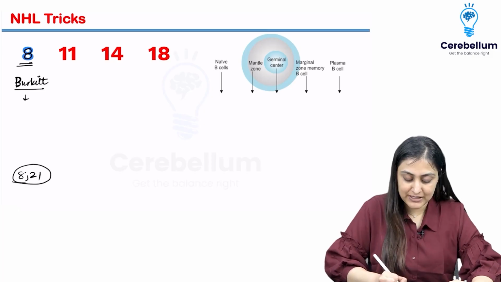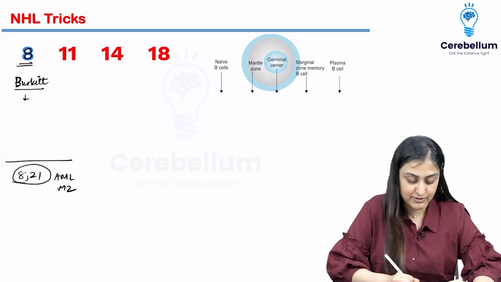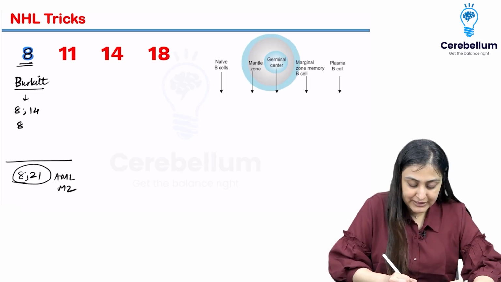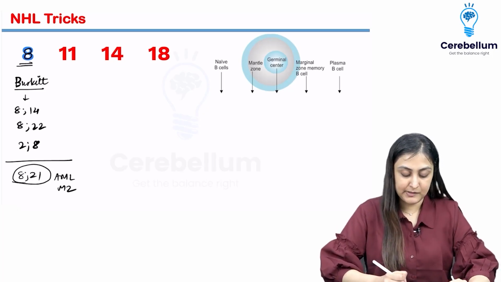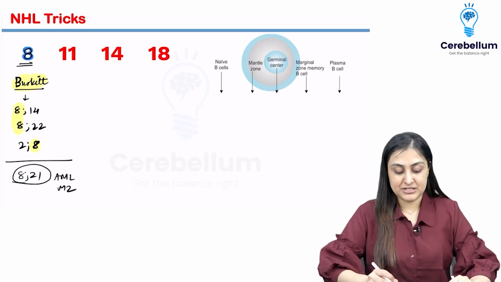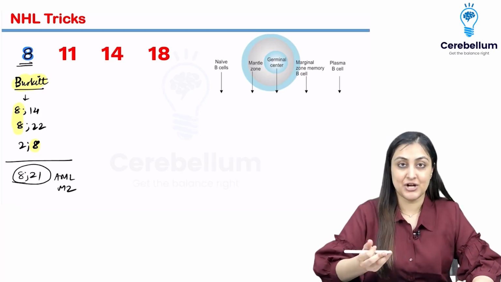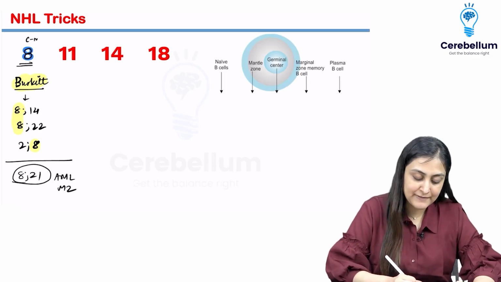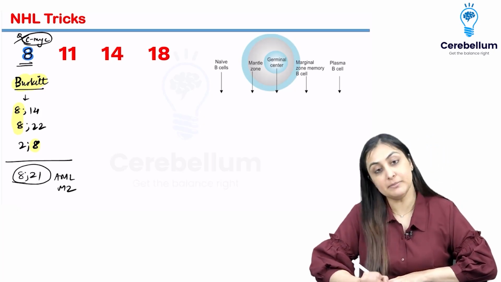Do you remember 8;21? We've done this in AML M2. So except this, anytime you see 8 in the translocation, it's Burkitt. So the famous ones are 8;14, 8;22, it could be 2;8. So any permutation combination with an 8 is Burkitt's lymphoma. Let me just tell you what is carried on each of these, so you can also expand the translocation. So on 8 you have c-MYC, and that will also help you remember that c-MYC is what is mutated in Burkitt lymphoma.